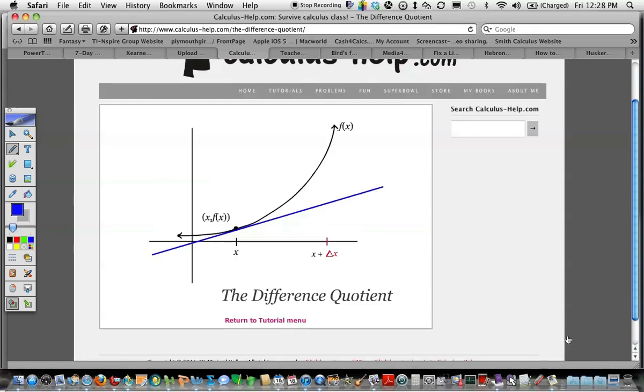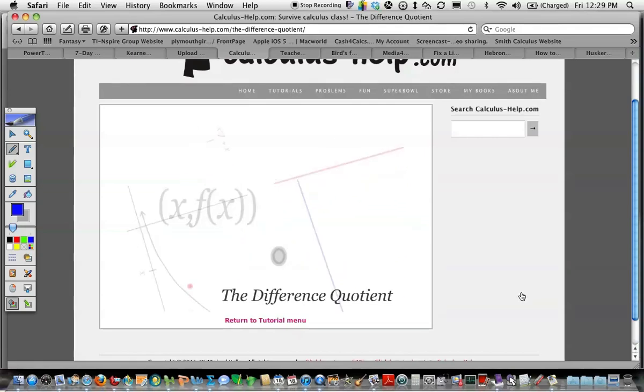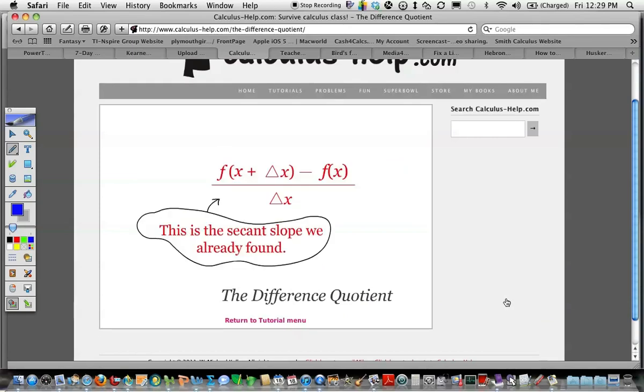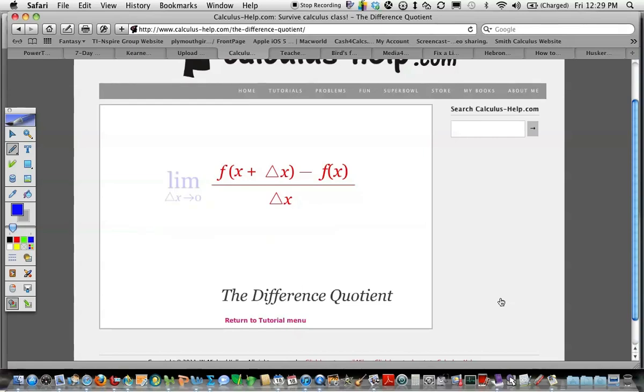Watch on this animation as the delta x goes from really big to really small. The red secant line comes closer and closer to the blue tangent line. We want delta x to be as small as possible. So therefore I need to make a small adjustment to my secant slope. Remember, that was f of x plus delta x minus f of x all over delta x. But we want to specifically say that that delta x needs to be as small as possible, so those lines basically overlap. And to do that, we'll use a limit.